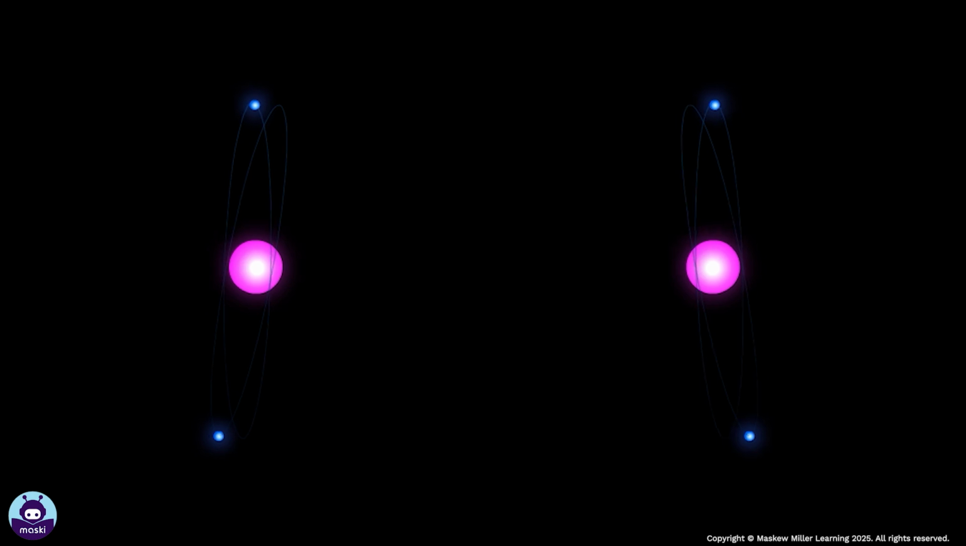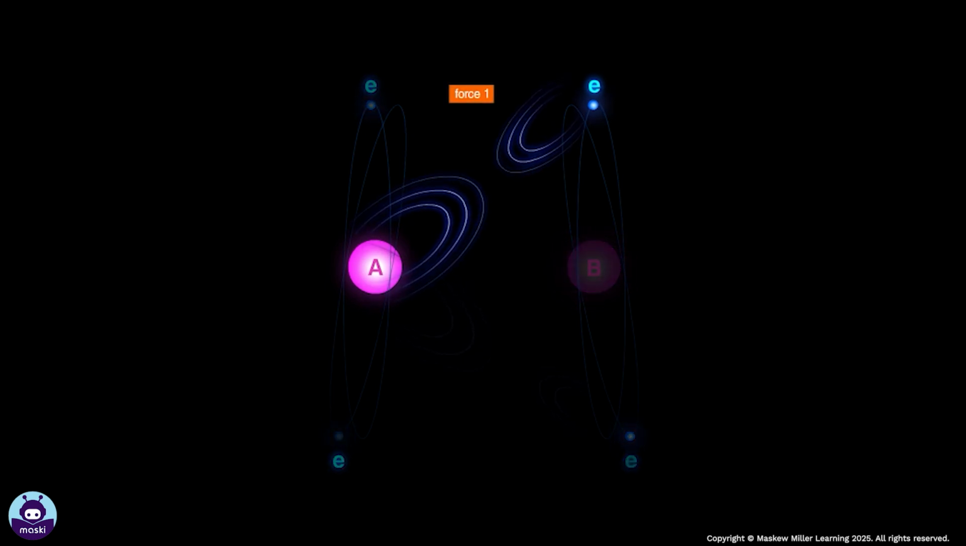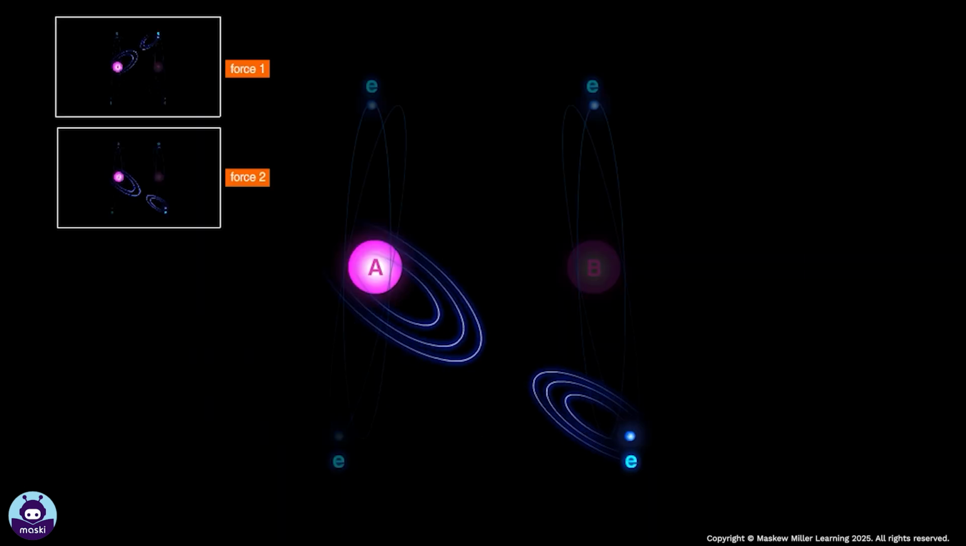When they are placed in the vicinity of each other, new forces between the two atoms start interacting. Let us again look at these forces one by one. Forces 1 and 2. We can see that there is an electrostatic attractive force between the nucleus of A and each of the two electrons of B.